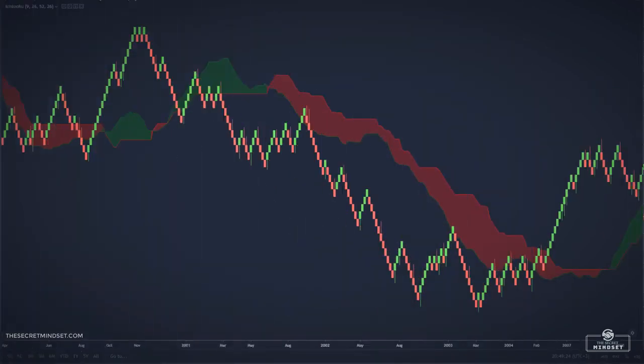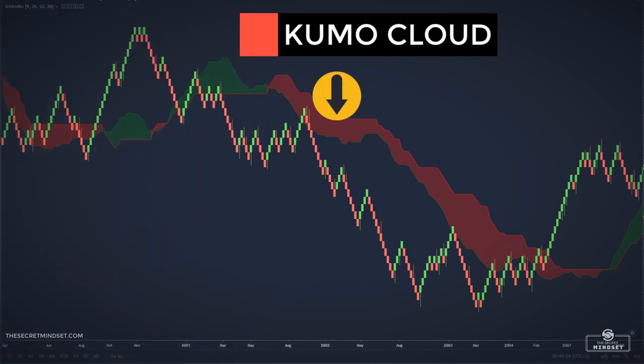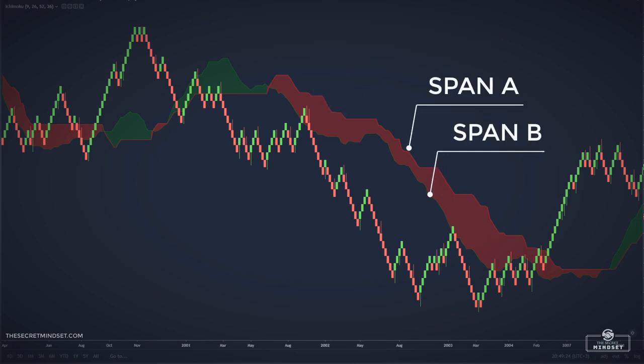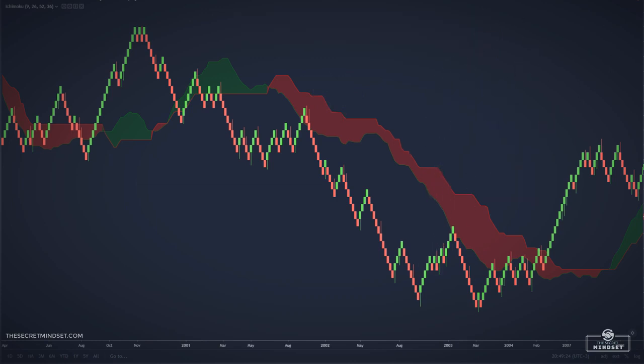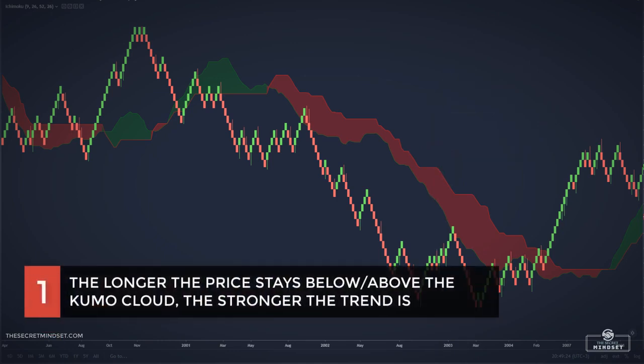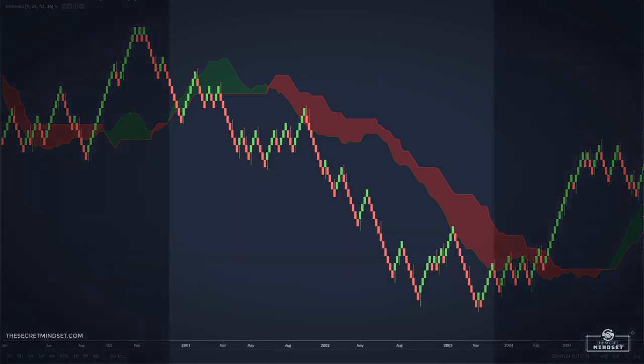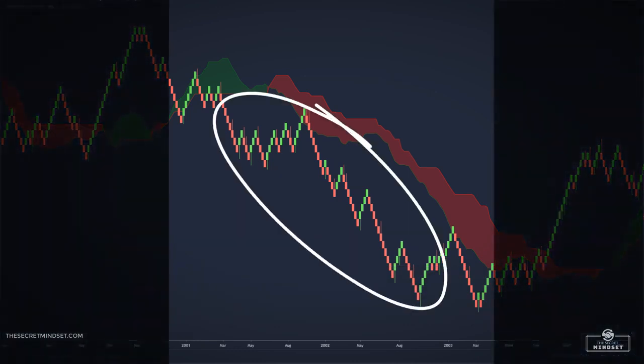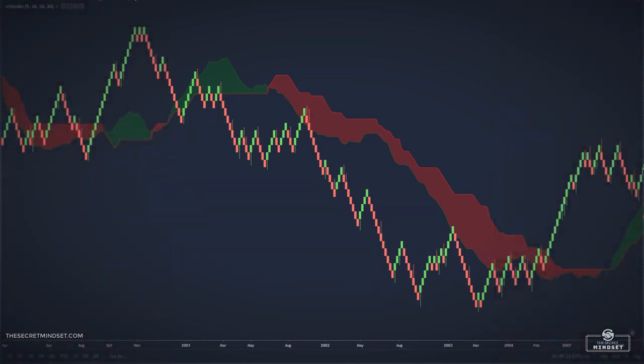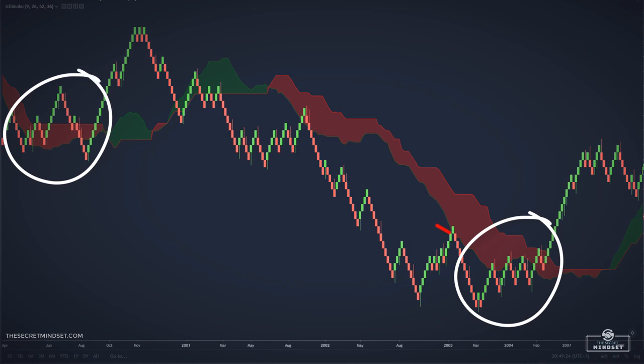The most important component of Ichimoku is the Kumo cloud, formed from two lines, span A and span B, which act as major areas of dynamic support and resistance. Here are the main 4 rules we will apply later in our strategy. The longer the price stays above or below the Kumo cloud, the stronger the trend is. So for strong and reliable trends, we want the price to stay above or below the cloud for a long period of time, and we don't want to see the price cutting through the cloud multiple times in a short period of time.